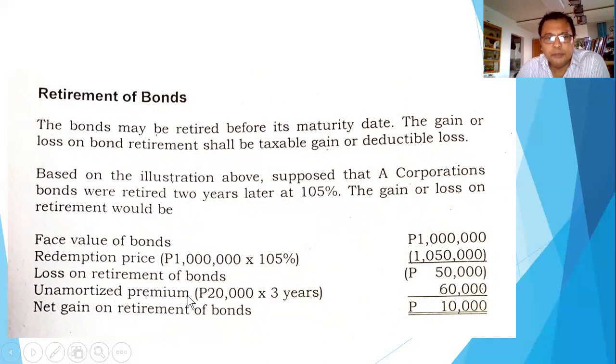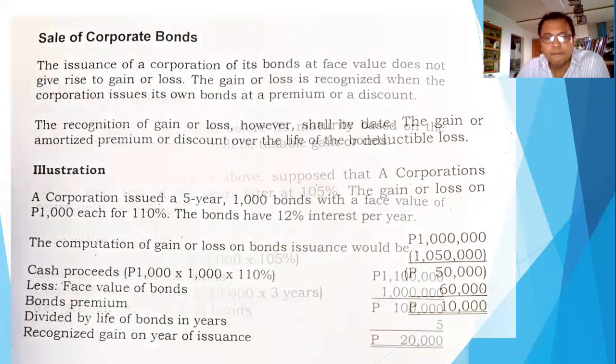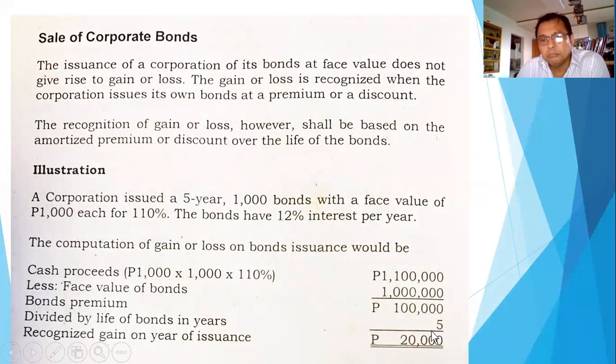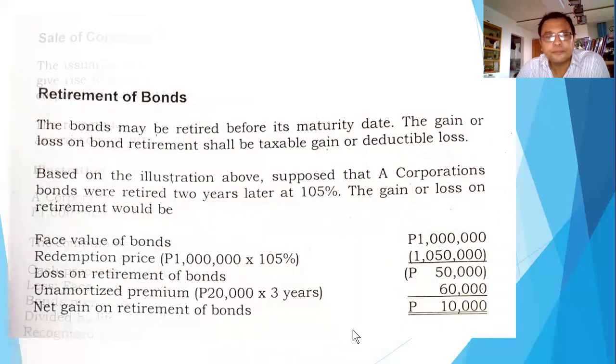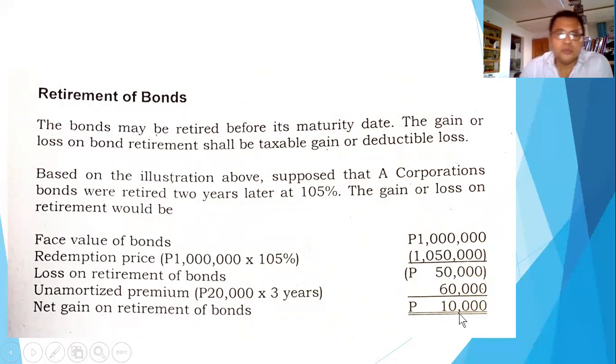Then the unamortized premium, because the premium is to be amortized, should be amortized every year, 20,000 per year. Since 2 years have passed, there are only 3 years left. So 20,000 times 3 gives you 60,000 unamortized premium. So you deduct it. The premium is the gain, while the loss is the discount. So net gain on retirement of bonds is 10,000 pesos. Still a gain.